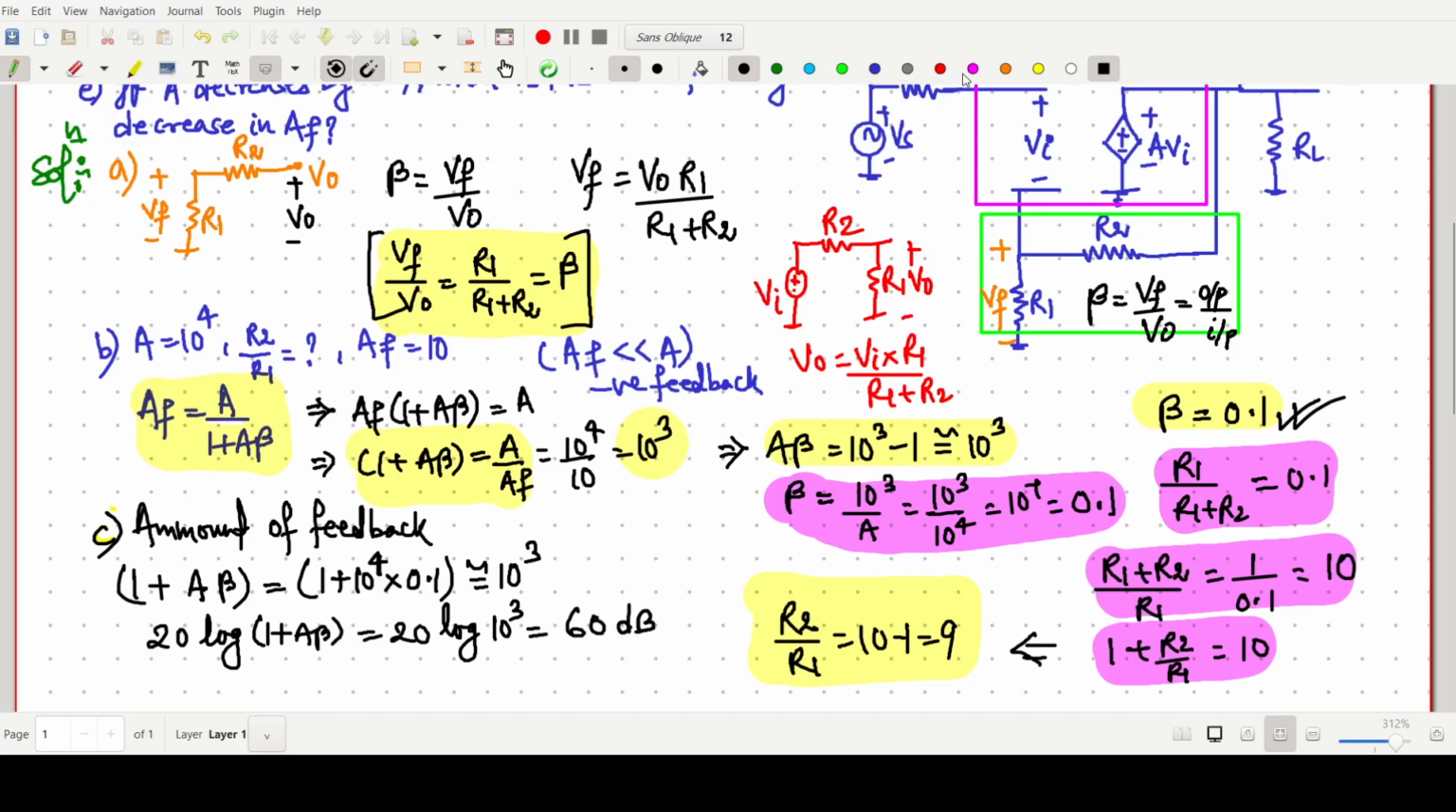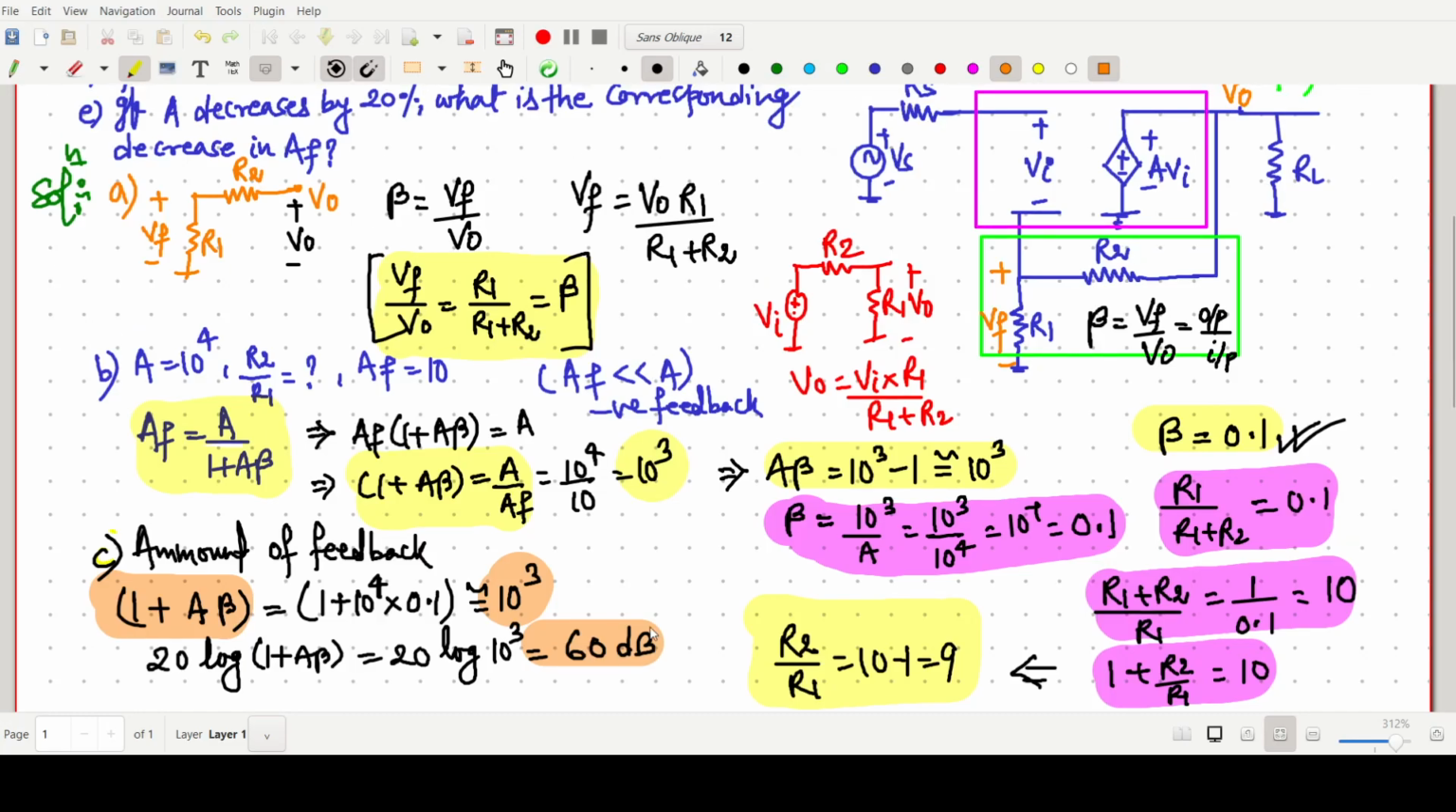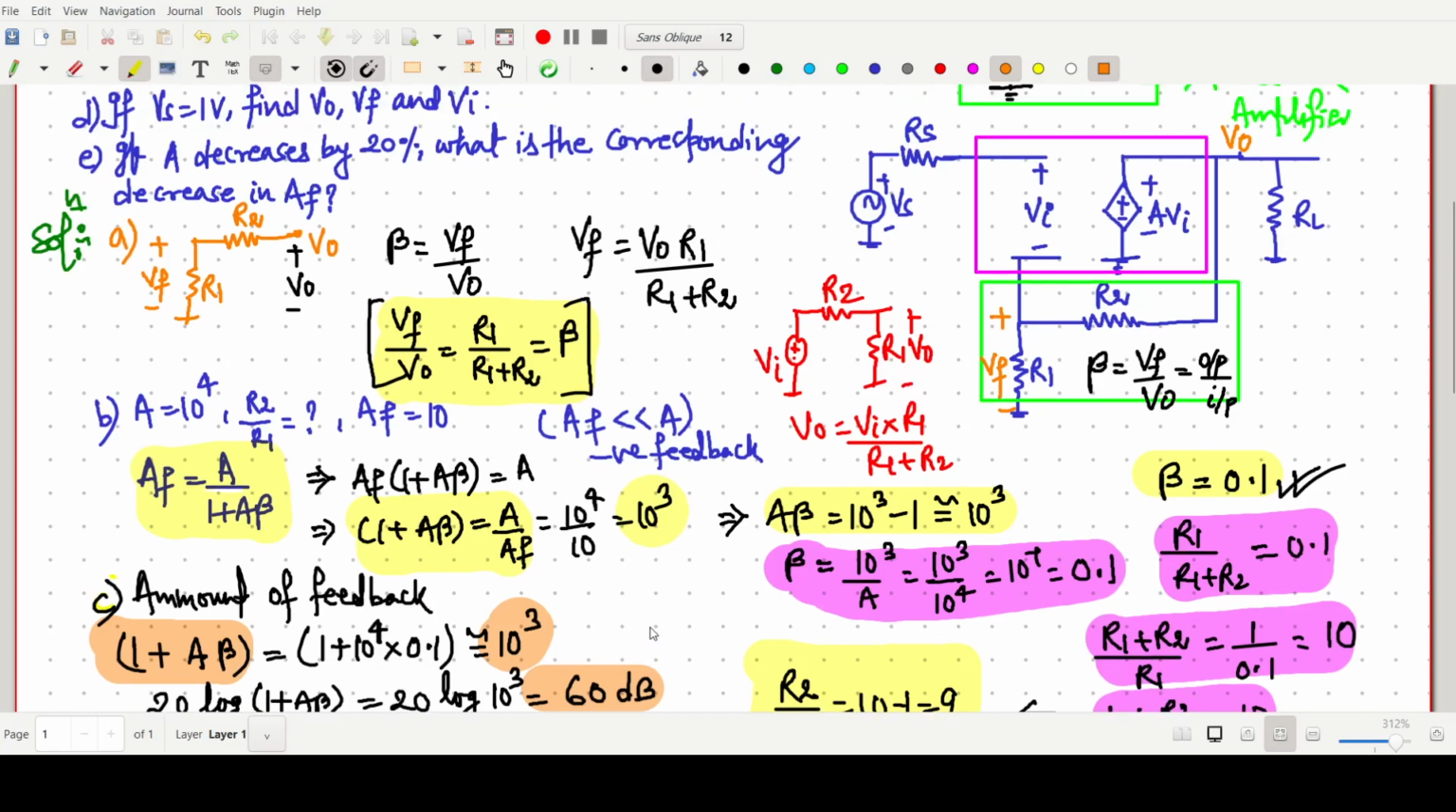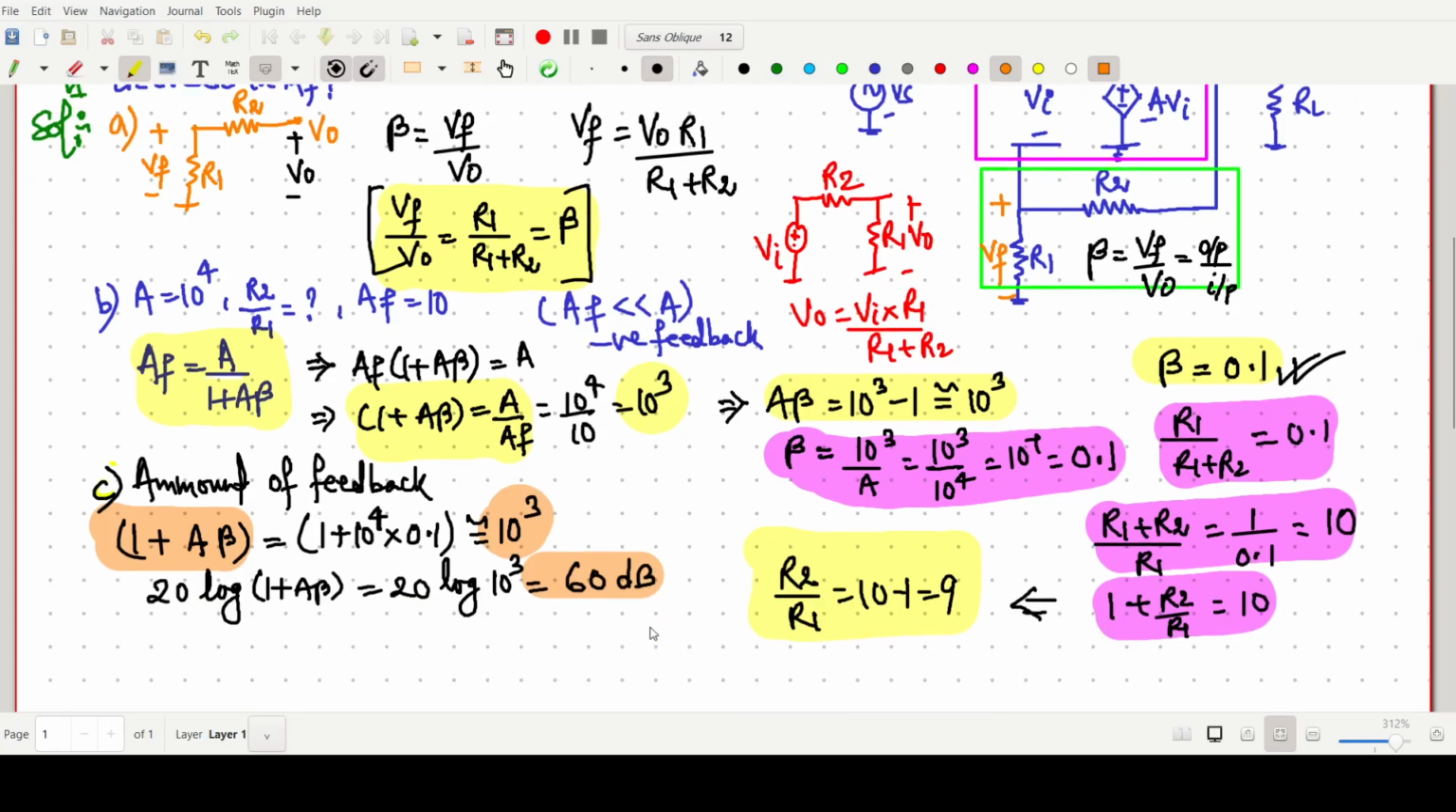So this one is the value for the amount of feedback in dB: 10 to the power 3, or 60 dB. Is it okay? Now this one is part C. Part C is clear. Now we have to find the values of V naught, Vf, and Vi. So part D.